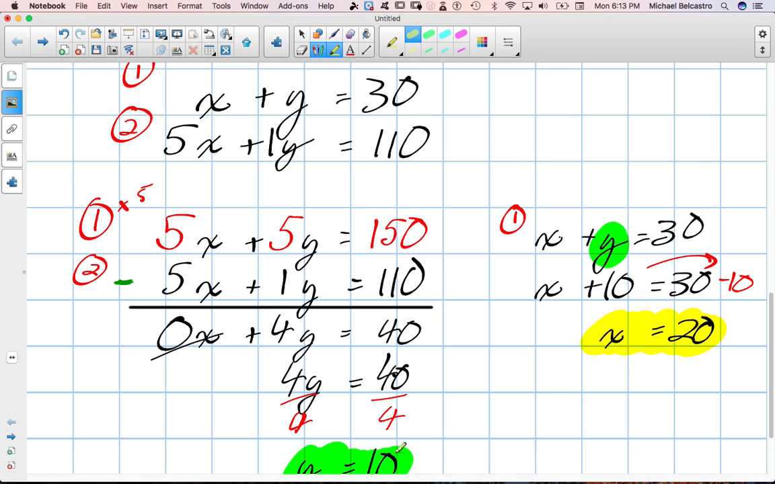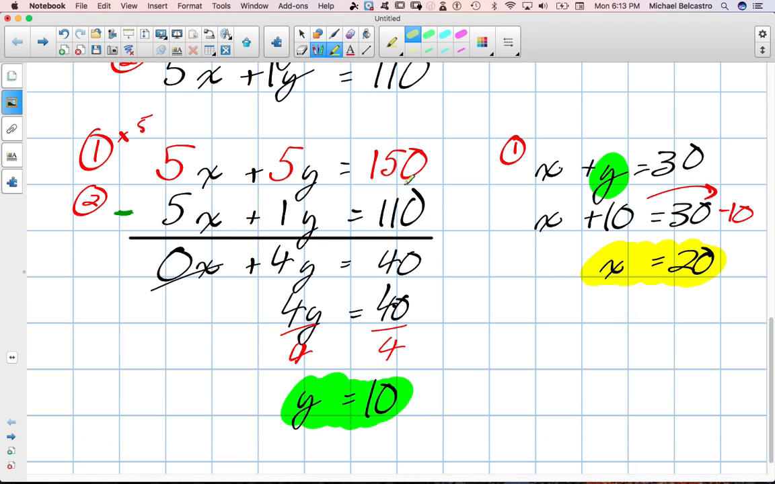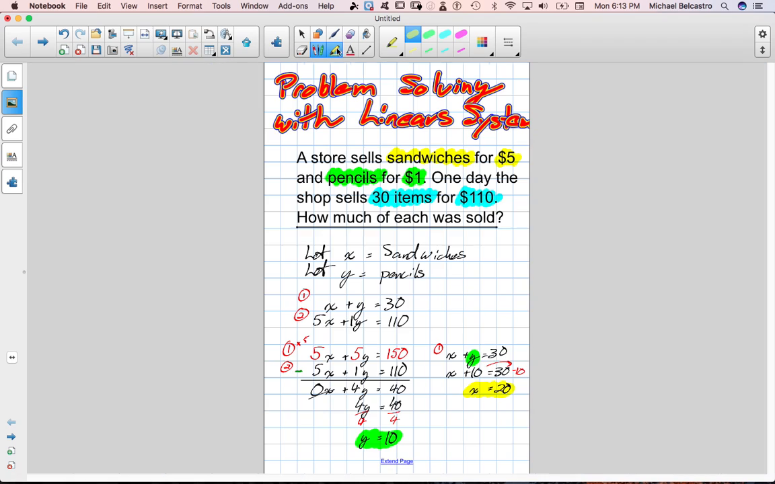Does that make sense? 20 plus 10, 30 items. Okay? I'm going to do some quick mental math now to see if it also makes sense. 20 times 5 is $100. 10 times 1 is $10. $110 together is $110. Checks out. Okay, so that's our check to make sure it works.